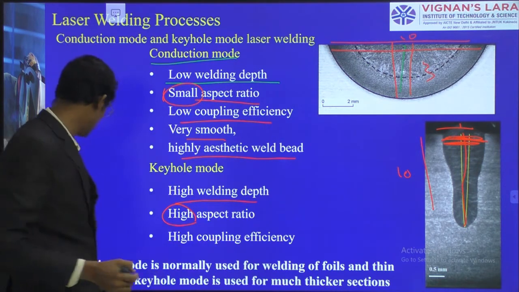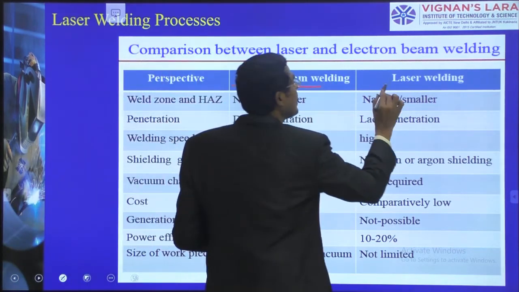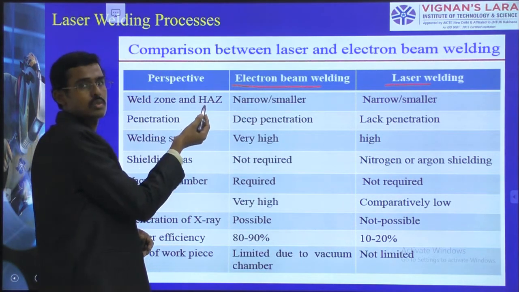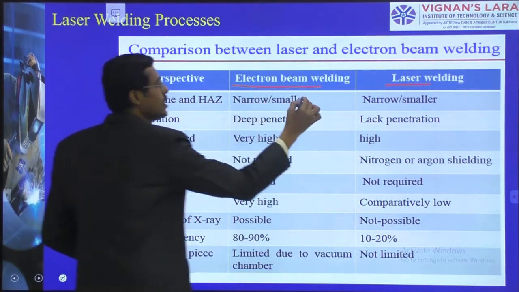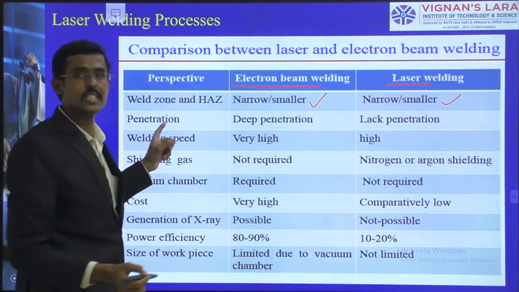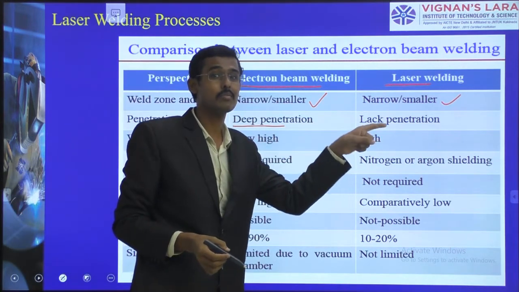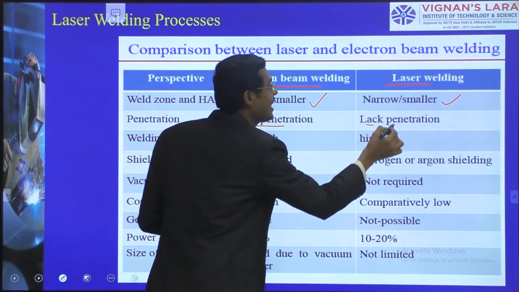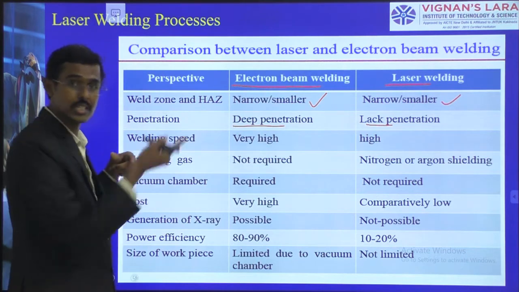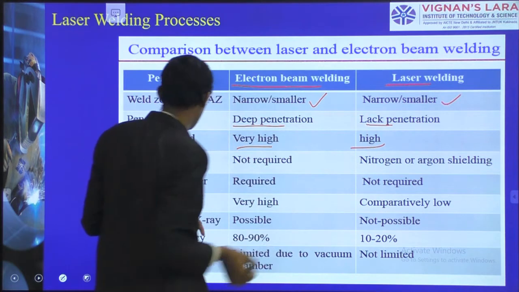High coupling efficiencies. So that is how I want to compare both electron beam welding and laser beam welding. As we have seen, both are radiant energy processes. Weld zone and heat affected zones: in both cases it is very small. In the electron beam it is focused, and here also it is focused. Penetration: electron beam has a deeper penetration, but for laser, greater than 19 mm is somewhat not possible, so it has less penetration compared to this. But there also we are going for up to 19 mm in a single pass. Welding speed is very high here, and high here.